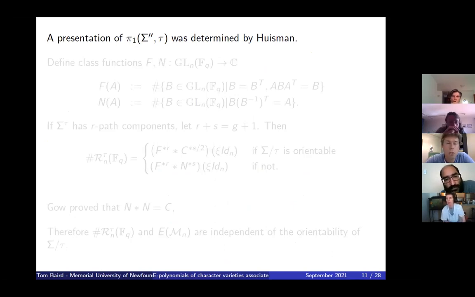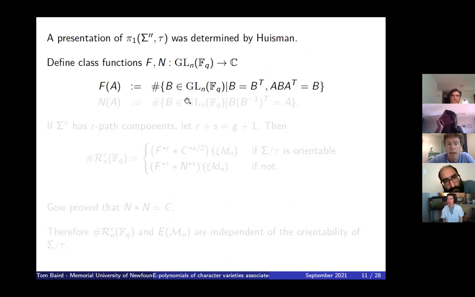The presentation of this orbifold fundamental group was determined by Hausmann using Mayer-Vietoris and so on. I won't have to give you the presentation, but I'll show you the consequence. So we define two class functions now on GLN, f and n.